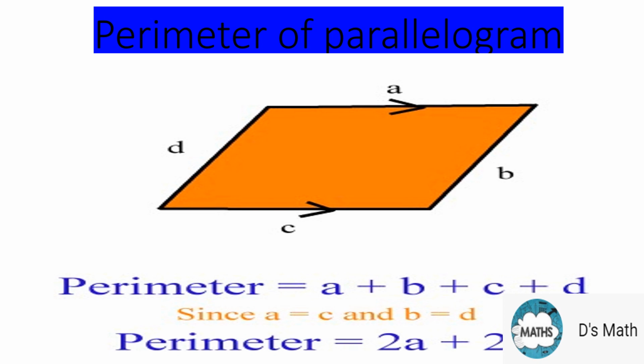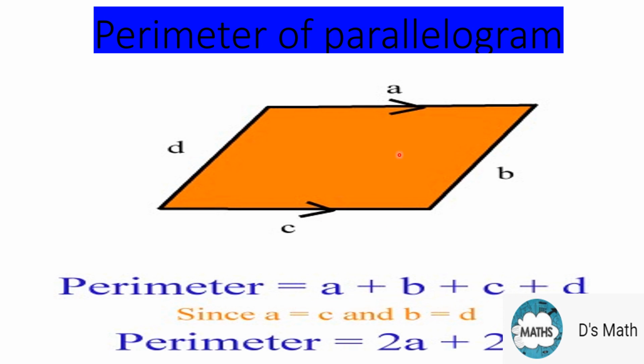And what is a parameter? Parameter of parallelogram, it's very simple, because we know that parallelogram is a quadrilateral. In parallelogram we have four sides. If you want to calculate the parameter of parallelogram, we have to add all the four sides. Let's suppose we are given the length of all the sides, that is A, B, C, D, and if you want to calculate the parameter, we have to add all the sides.